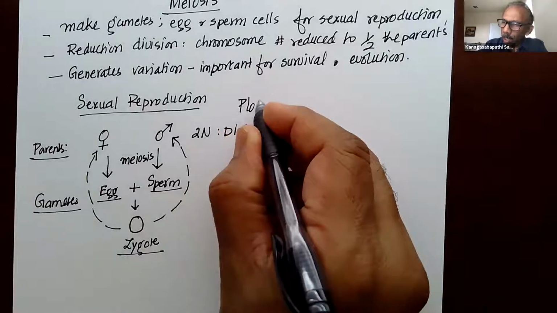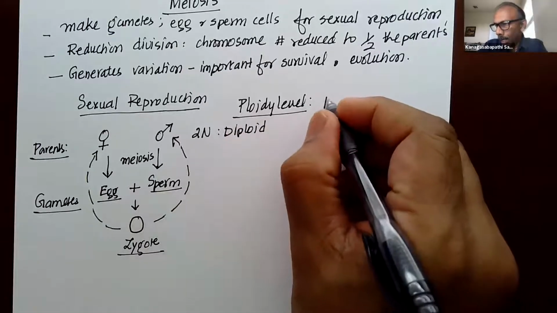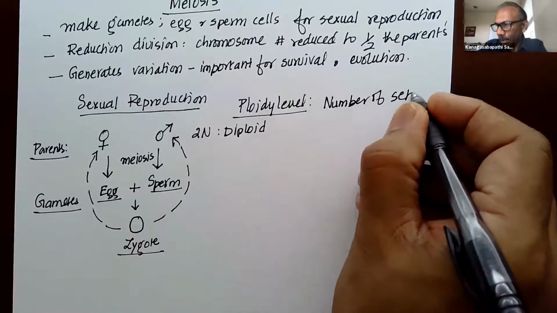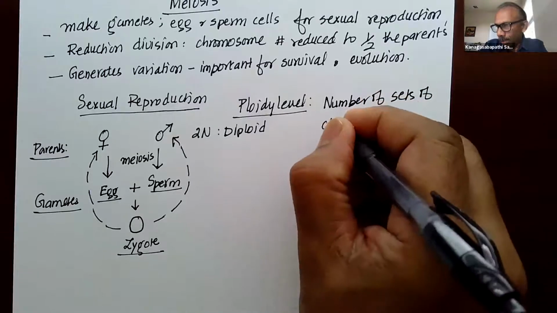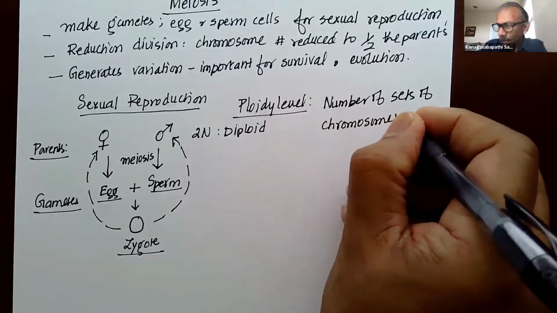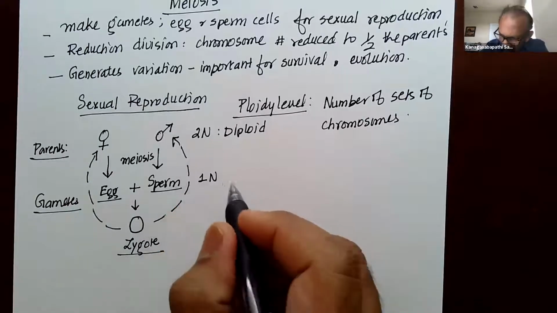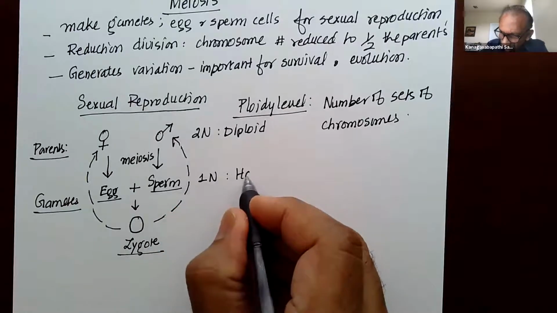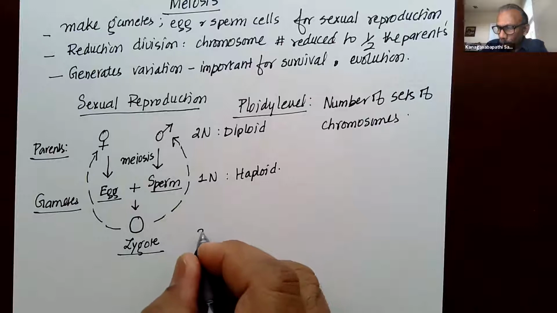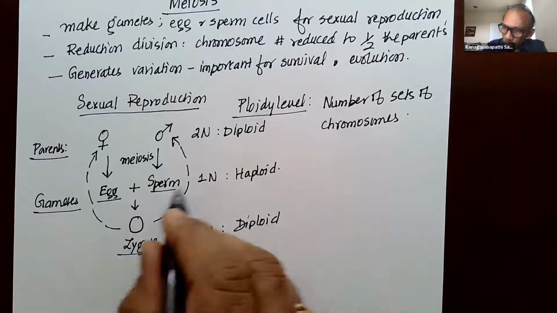The ploidy level refers to the number of sets of chromosomes. I will tell you what a set means and what a pair means. When they divide, the gametes have only one set of chromosomes, called haploid, and the zygote will regain the diploid status because 1 + 1 becomes 2.